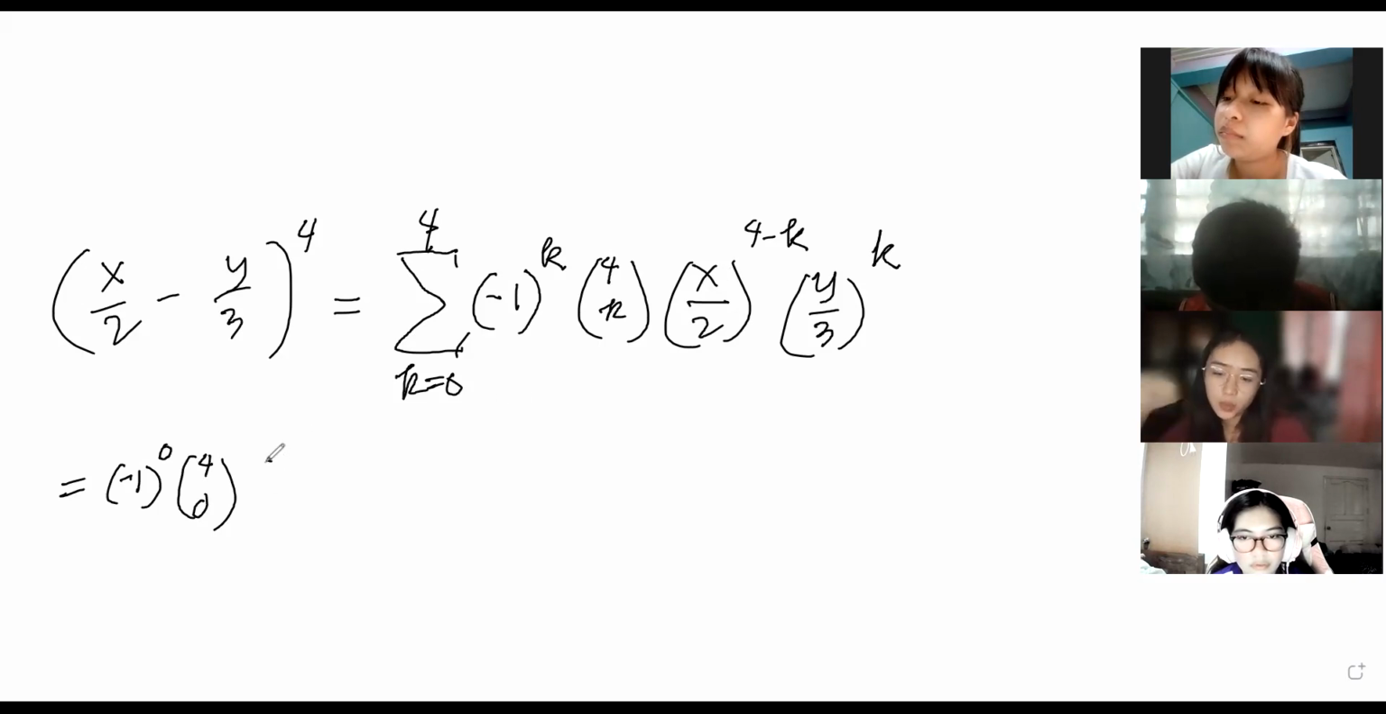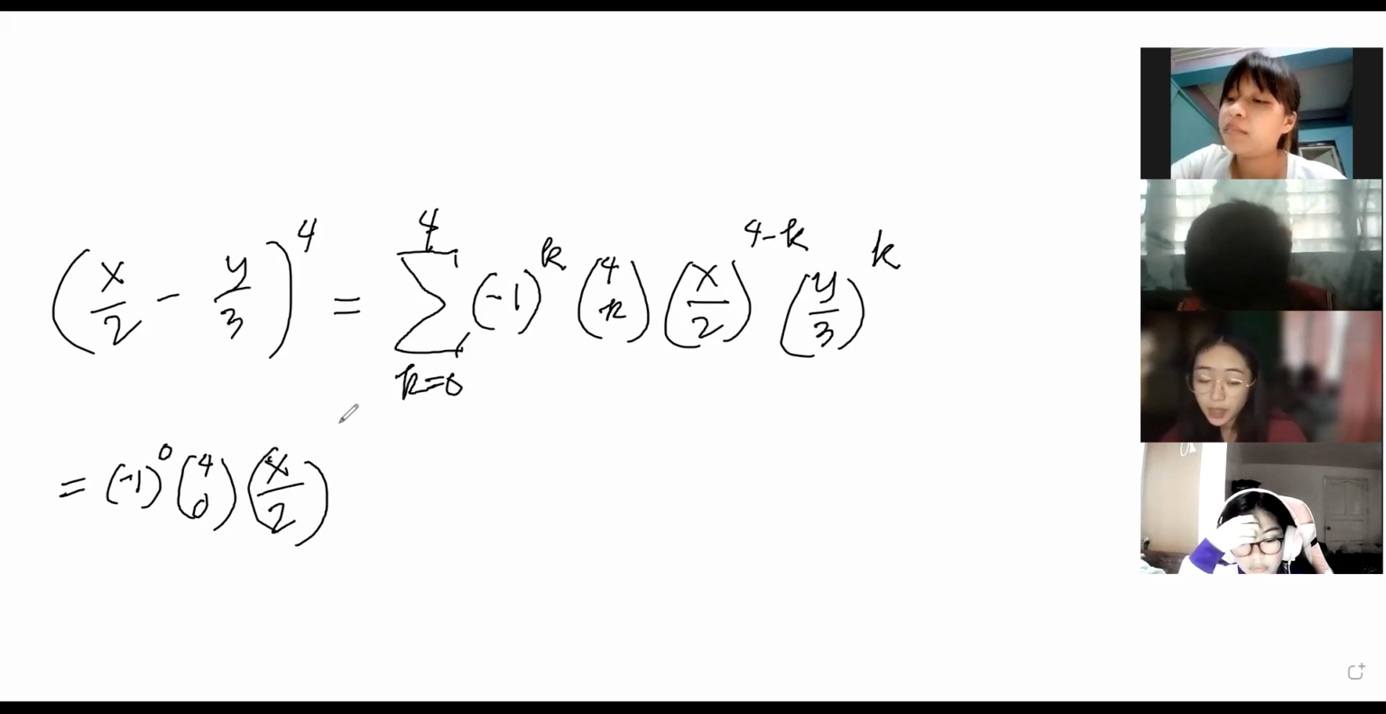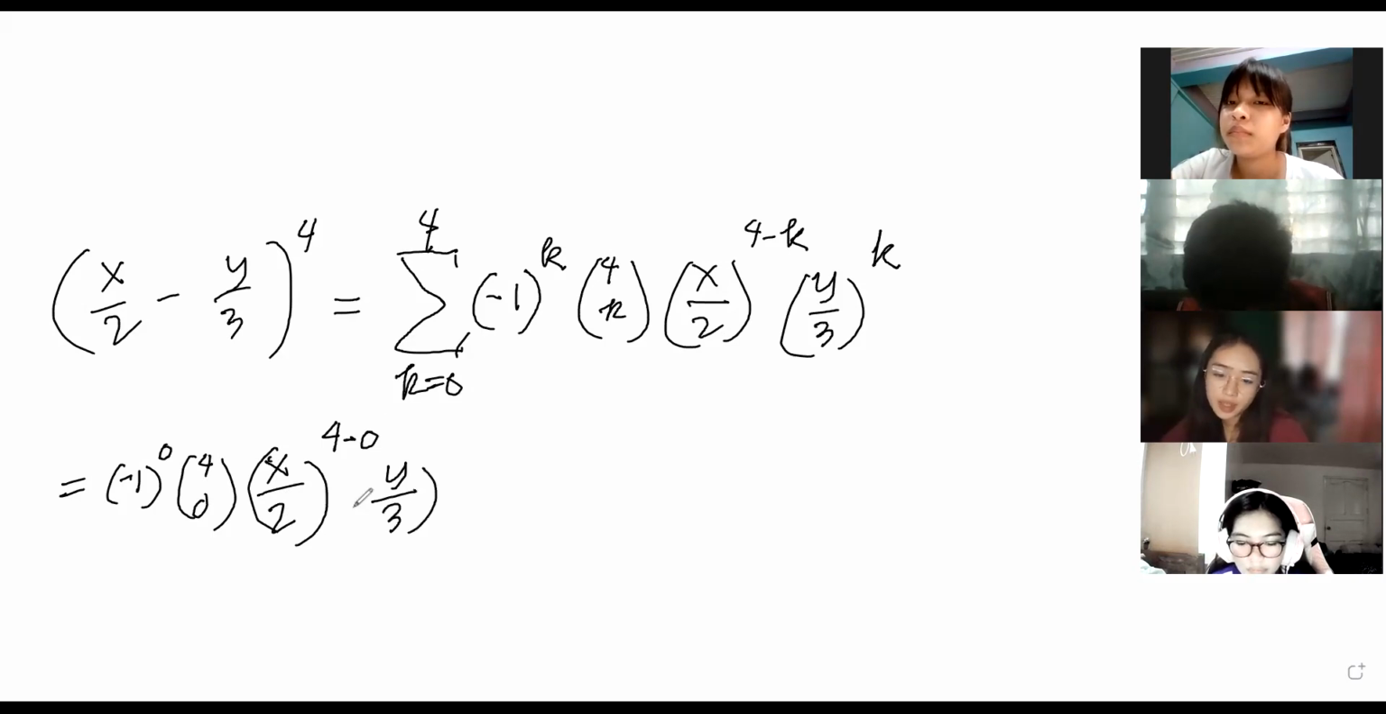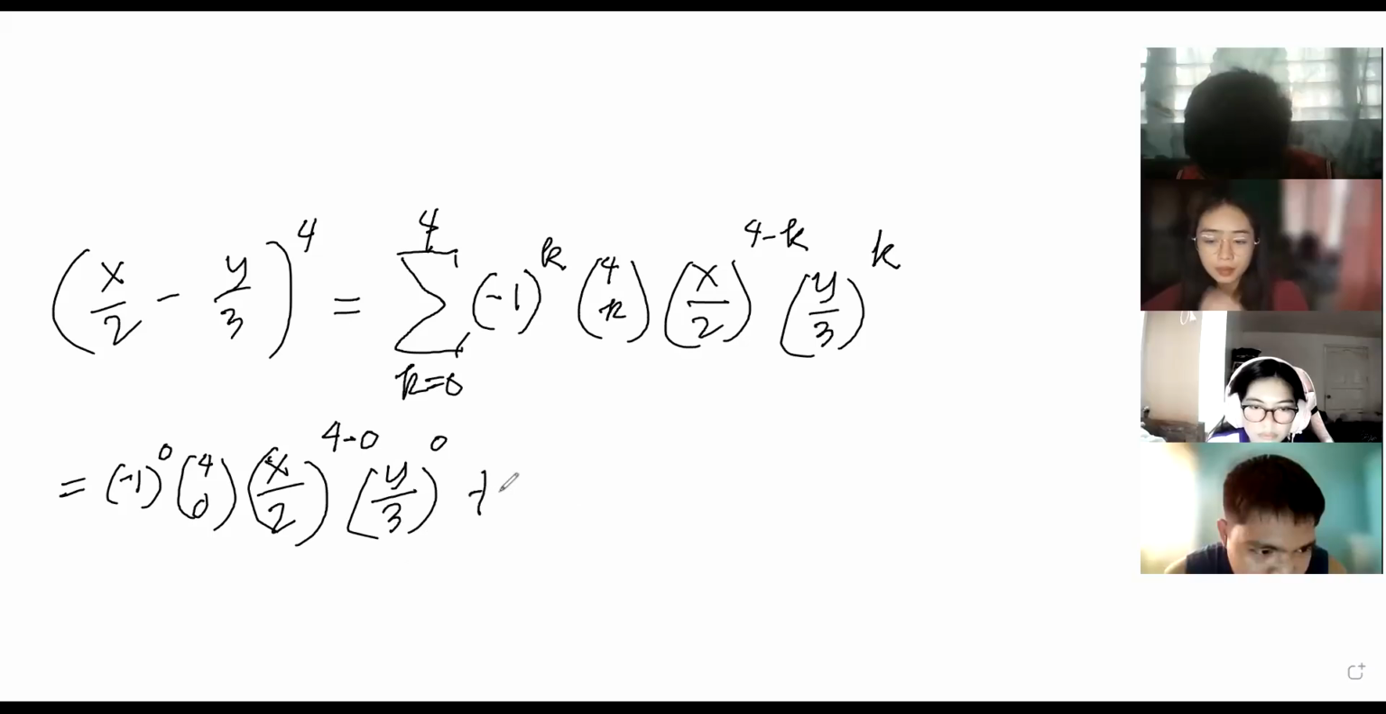x over 2 to the power of 4 minus 0, and then times y over 3 to the power of 0. Very good. It's correct. Very good. So, can you give me the second term?